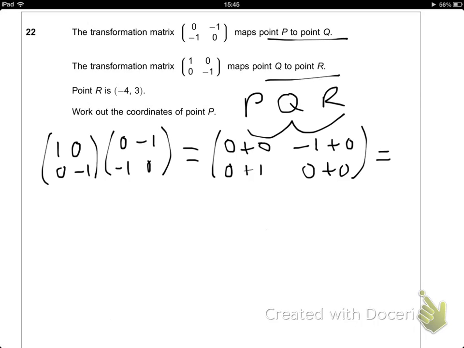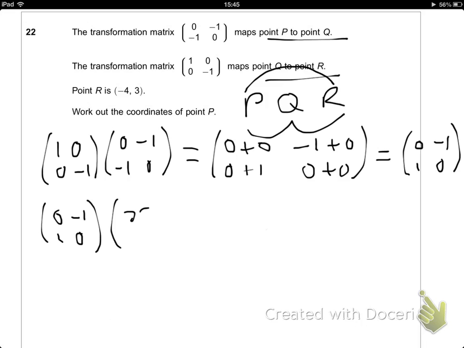So the one-step matrix, or the one-step transformation, instead of having two different transformations, is 0, minus 1, 1, 0. So that transformation leaps you from point P to point R. That means if you multiply that one transformation, 0, minus 1, 1, 0, by a coordinate, which is the coordinate you're trying to find, point P, the one you started with, so you're going backwards, it tells you that you ended up with an answer of minus 4, 3.